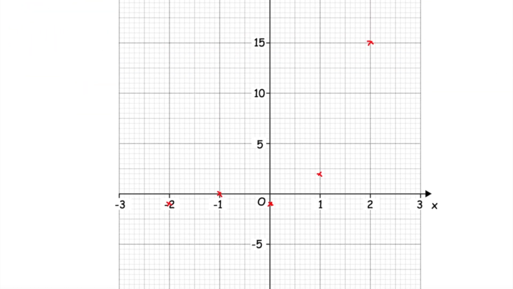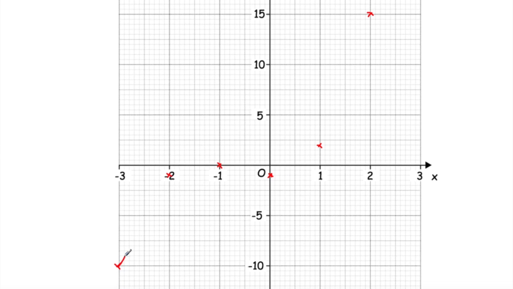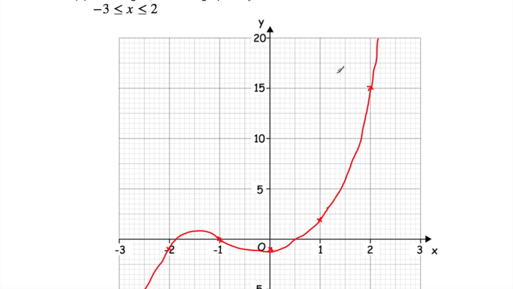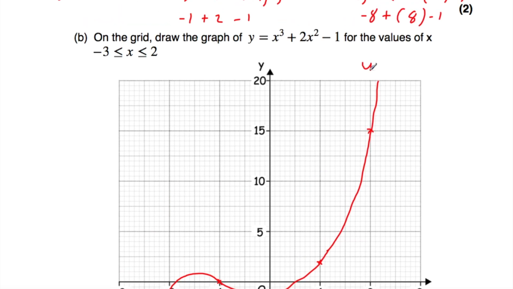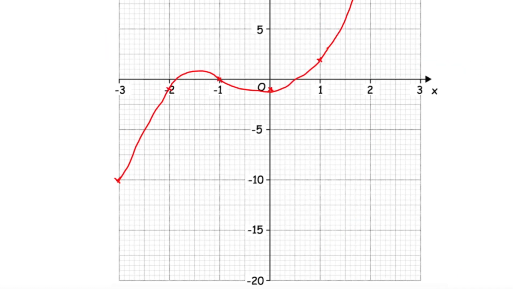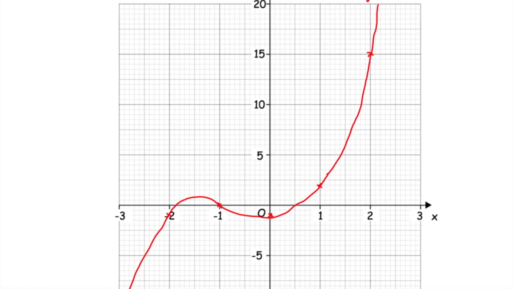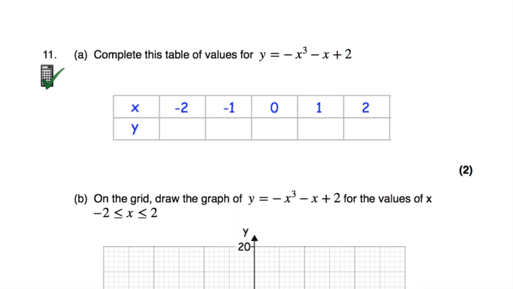And then if we do our curve through those points, let's see what it would look like. So it's going to come up, and then down, and that's it. And that's the graph of y equals x cubed plus 2x squared minus 1. And let's just check, is there part C? No, and that's it. Okay, let's look at our last question, question number 11.